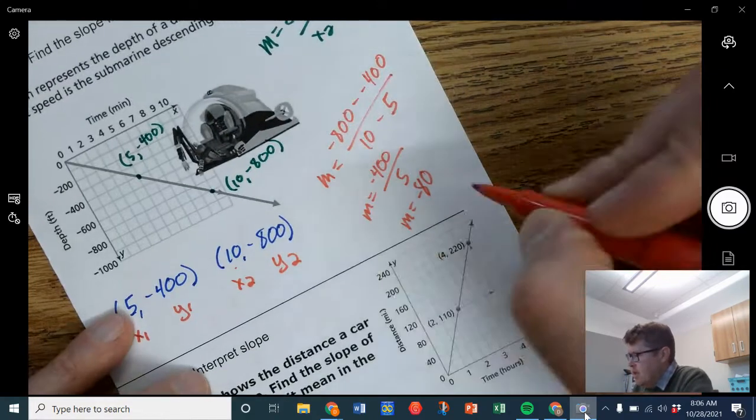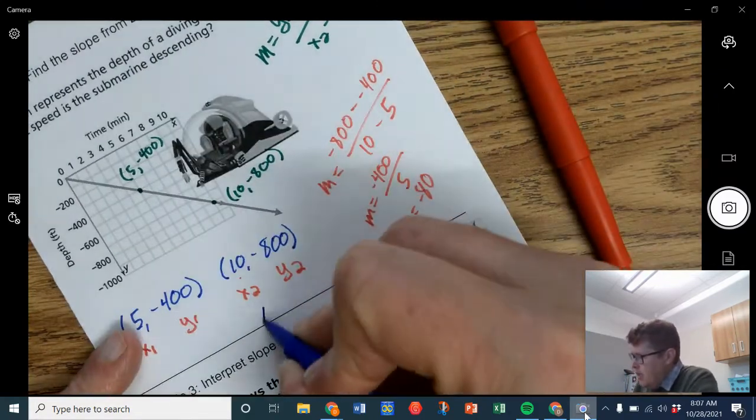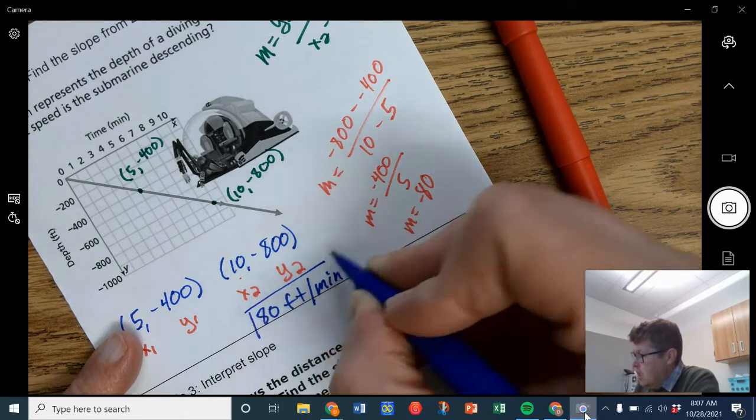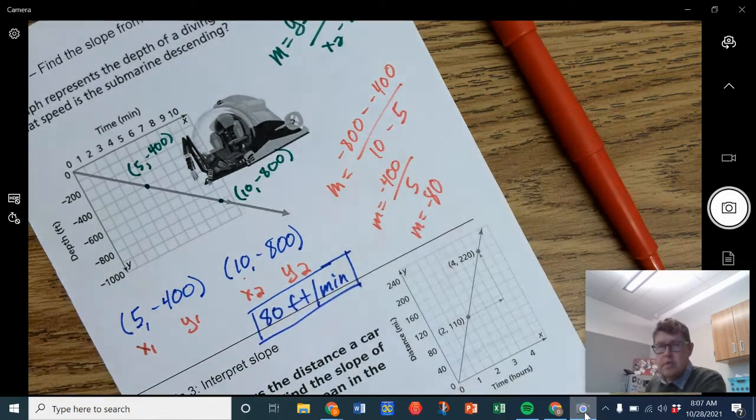Yeah, so maybe I'm running out of room here. So 80 feet per minute is how it is descending, just like that.